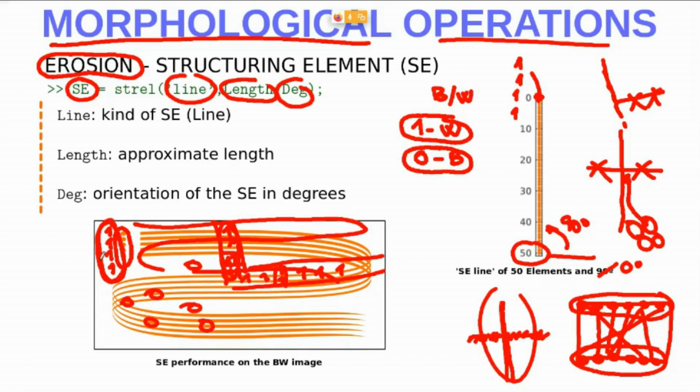So a vertical structuring element will detect vertical lines. Because when you put this structuring element here, not all the values in here are one. Most of them are zero on the original picture. So the result at the end will be zero. So the aim of the erosion, depending on the structuring element, will be to detect vertical lines or horizontal lines, depending on the orientation of the structuring element. That's the general idea, okay?